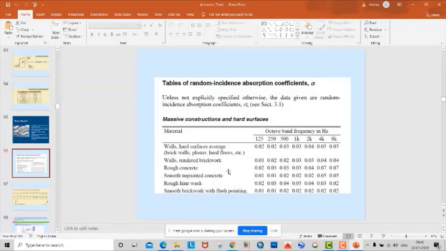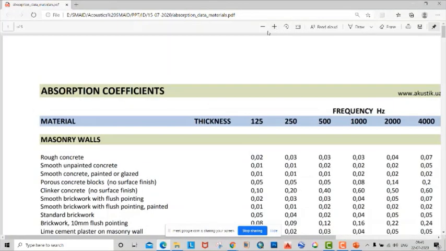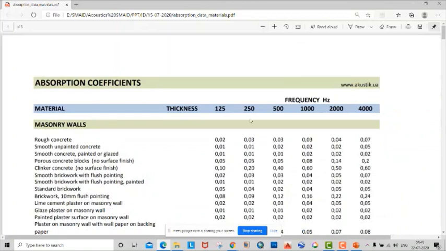Okay, I think I have a PDF file also for various materials and their sound absorption coefficient. Yes, this is here. Let me zoom a little bit. Is this PDF file visible? Please respond, anyone? Is it visible?